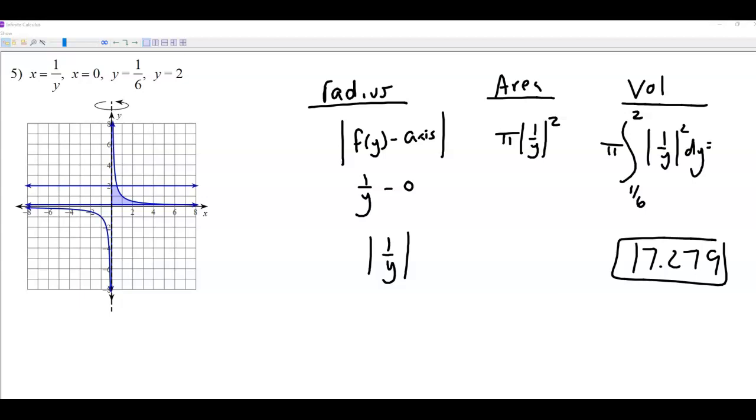Step 2 is the area formula. So that's pi r squared. So if my radius is absolute value of 1 over y, then my area is pi of the absolute value of 1 over y squared.